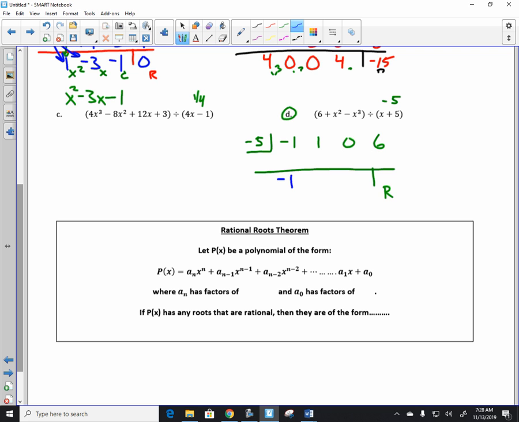Start by dropping my -1 and multiply by -5. Add 6. Multiply. -30. Add. -30. Multiply. 150. Add. 156. Again, this is my constant, my x, my x squared. So my result is -x squared plus 6x minus 30 plus 156 divided by x plus 5. That is the result when you divide the two polynomials.